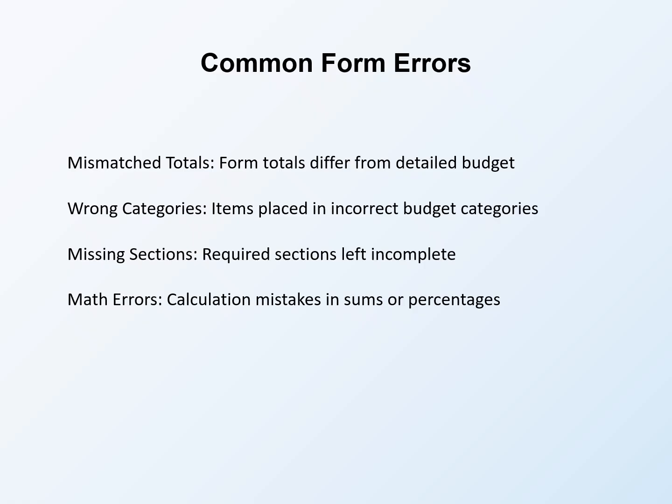If your SF424A shows $400,000, but your detailed budget totals $412,000, something is wrong. Reviewers will not know which number is correct and may question your budget accuracy generally. Wrong categories place items in incorrect budget lines. Putting a consultant in personnel rather than contractual, treating software as equipment when it falls below threshold, miscategorizing participant support. These errors misrepresent your budget structure even if totals are correct.